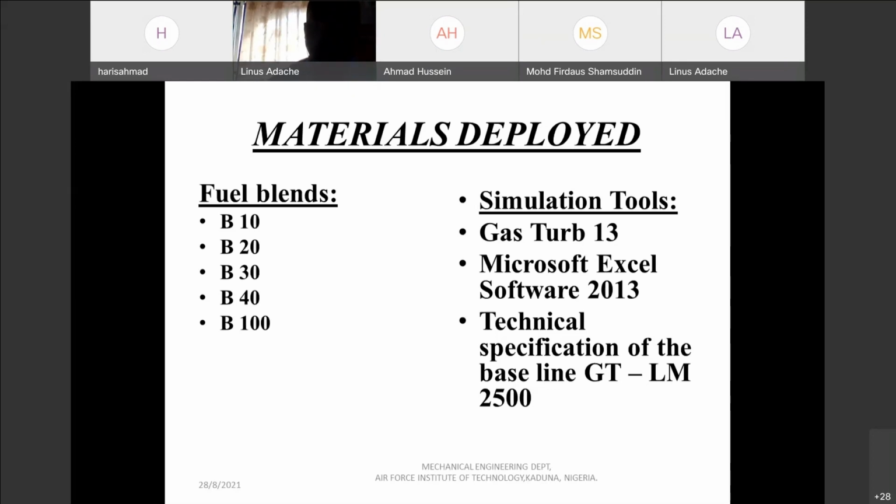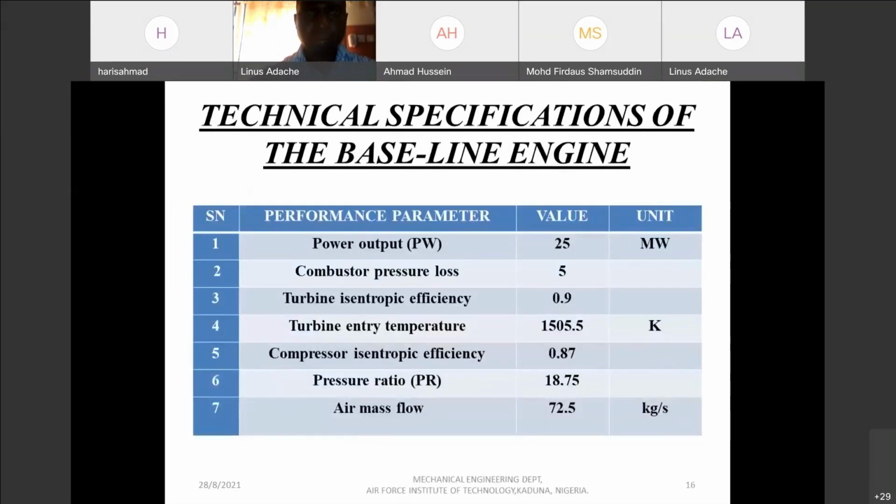Simulation tools: GasTurb 13, Microsoft Excel 2013. The technical specification of the baseline gas turbine, LM2500. Technical specification of the baseline engine. That's performance parameter. 1. Power output 25 megawatts.